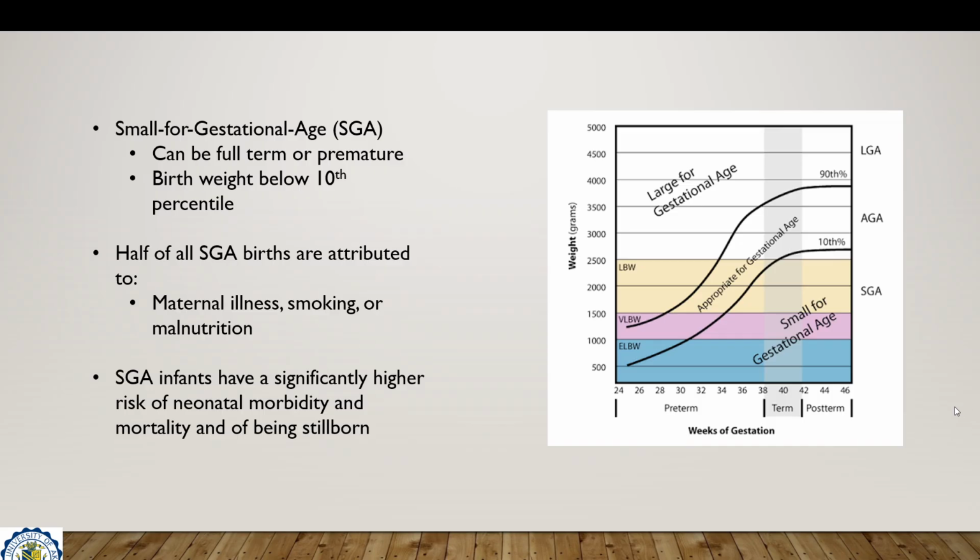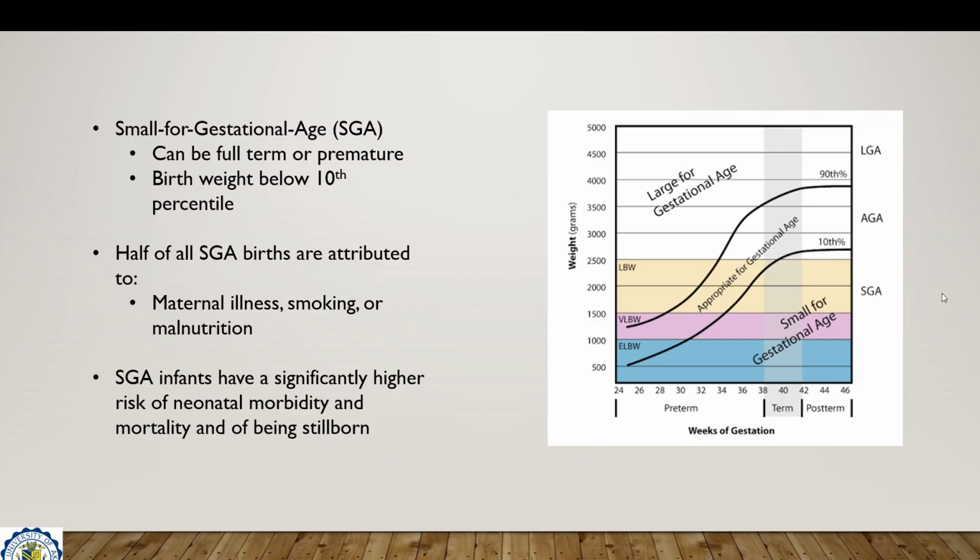Okay, so when we're talking about when babies are born, sometimes babies can be born small for their gestational age. So when babies are considered that, small for their gestational age, they can be full-term or preterm babies, and they have a birth weight below the 10th percentile.